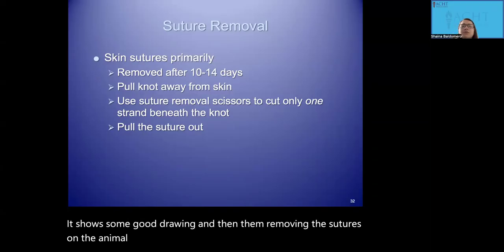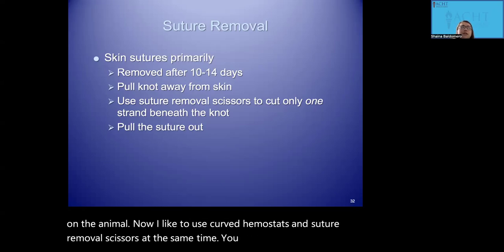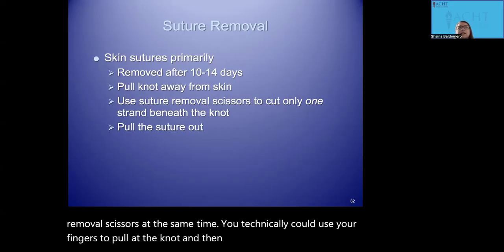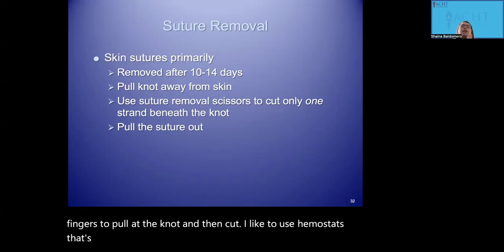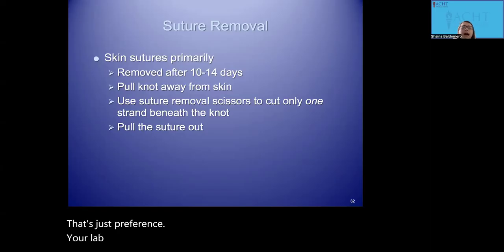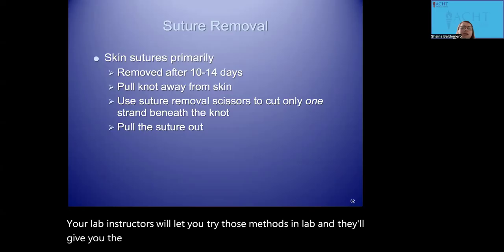Now, I like to use curved hemostats and suture removal scissors at the same time. You technically could use your fingers to pull at the knot and then cut. I like to use hemostats. That's just preference. Your lab instructors will let you try those methods in lab, and they'll give you the opportunity to cut out these sutures and again to practice this method.